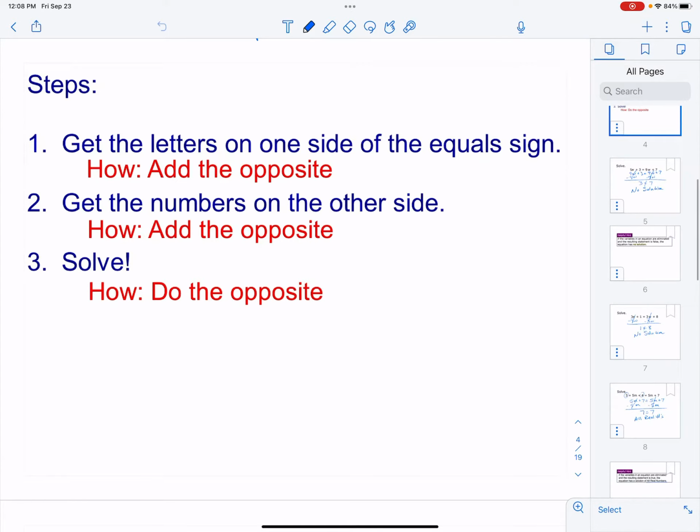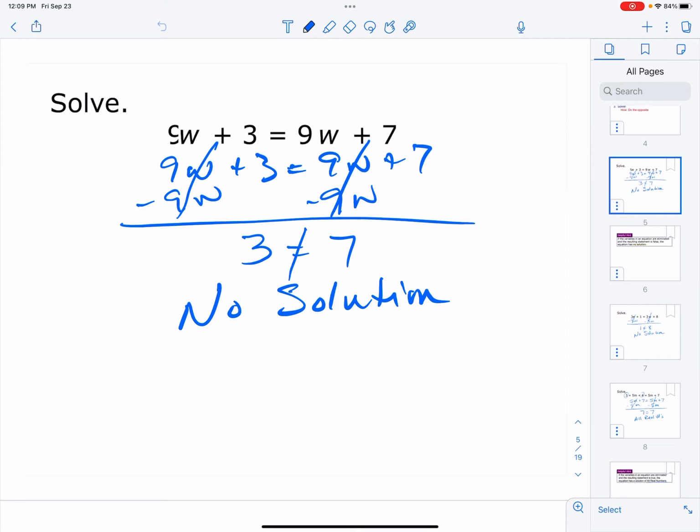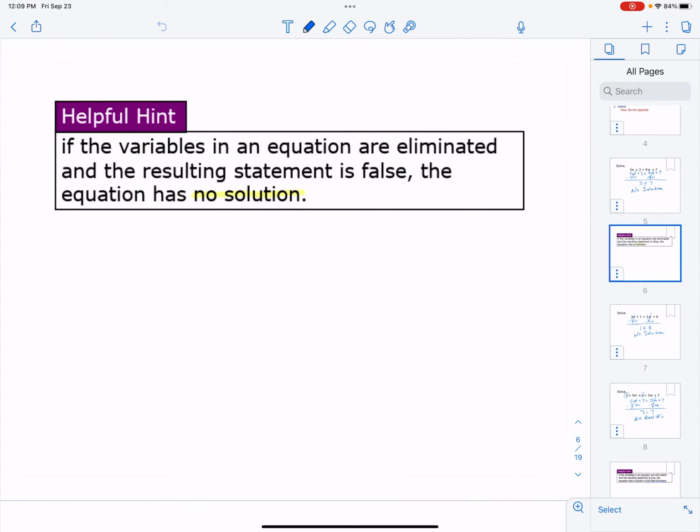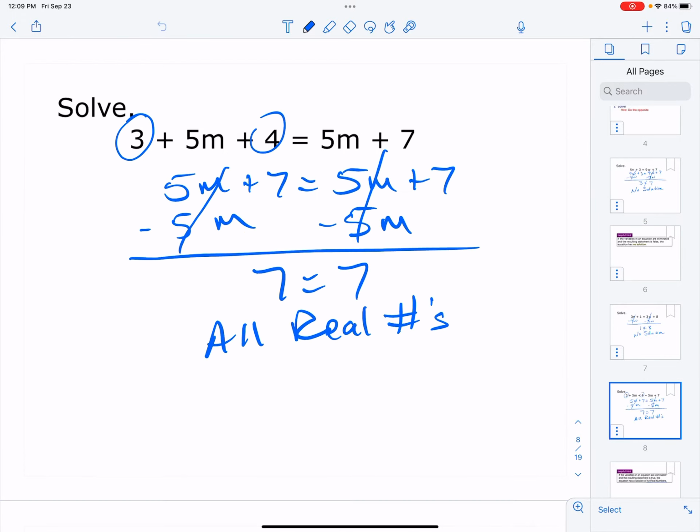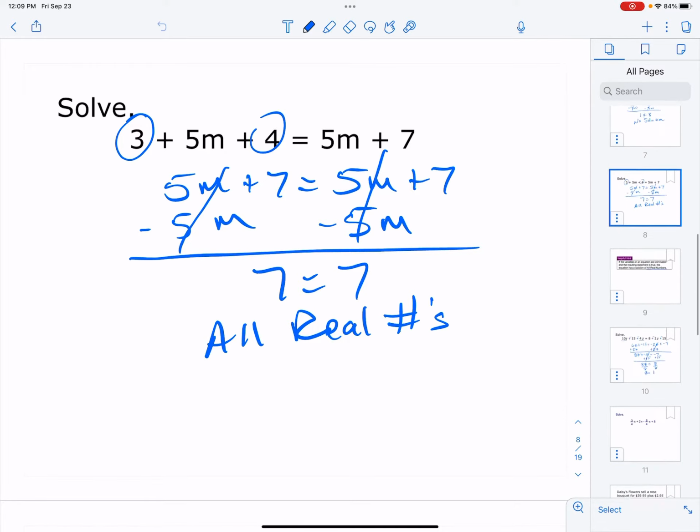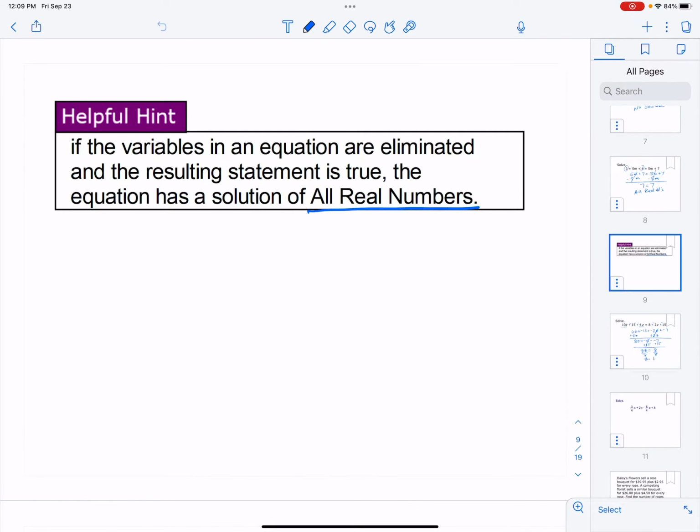Now, yesterday we talked about a couple of instances that could happen. Your variables could disappear. They could be eliminated. And if they're eliminated and it makes a false statement, then we cross out the equal sign and we write no solution. Because if the variables in an equation are eliminated and the resulting statement is false, the equation has no solution. Now, you could also have equations where the variables are eliminated, but it makes a true statement. If it makes a true statement, we say that all real numbers work, because every number that I plug into that equation is going to make things happen.